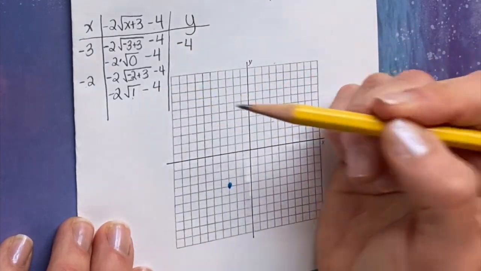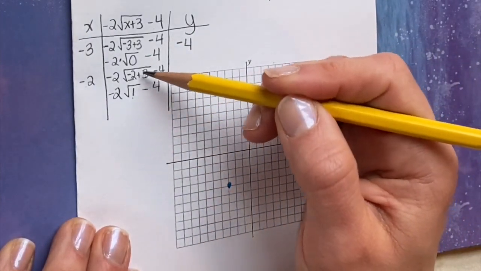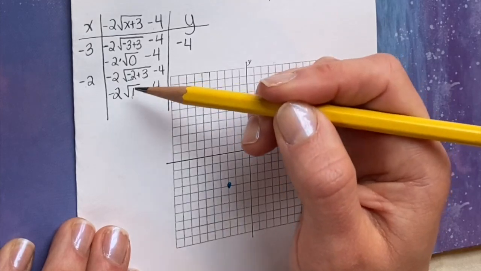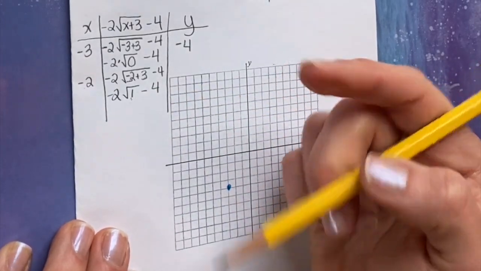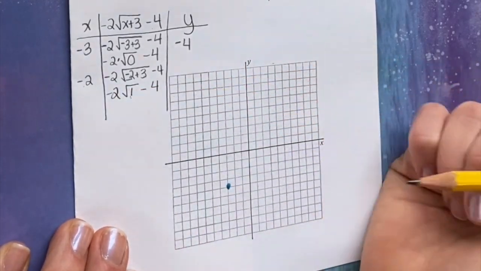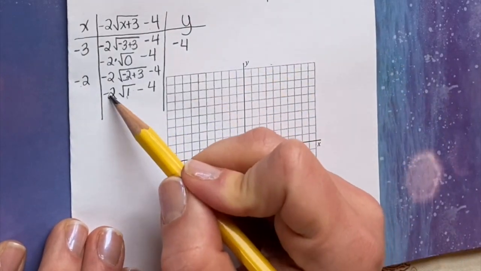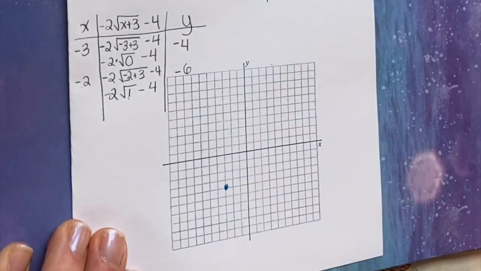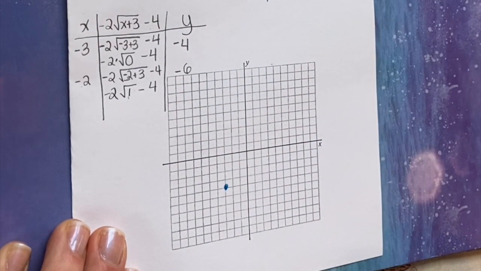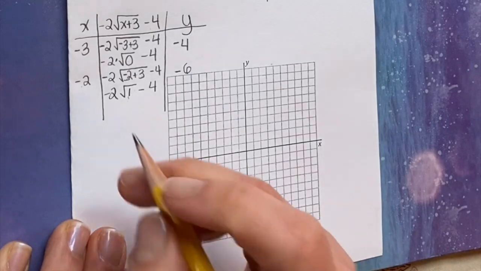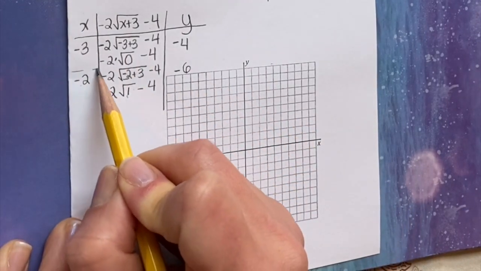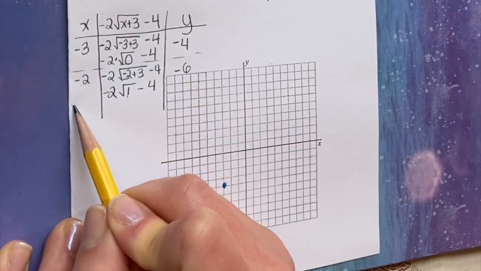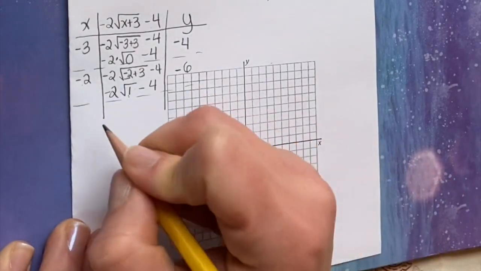So let's simplify this first. Order of operations. So -2 plus 3 is 1. Square root of 1 is 1. 1 times -2 is -2. -2 minus 4 is -6. Okay. And you know what? Let me just draw lines to separate our rows.